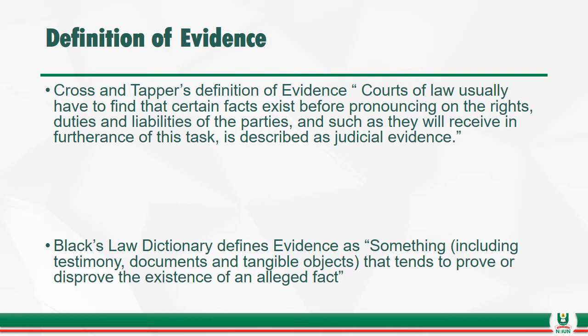And if we look at what Black's has said, Black's Law Dictionary defines evidence as something, including testimony, documents, and tangible objects, that tends to prove or disprove the existence of an alleged fact. Such testimonies may be oral assertions in court, oral evidence, documentary evidence, for example, and tangible objects such as real objects in proof of certain facts.